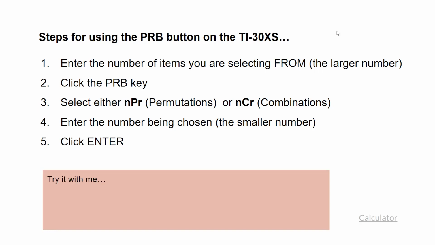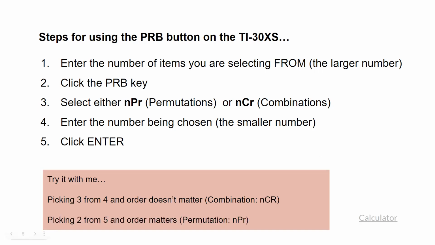So let's go through some examples together. Get your calculator. We're first going to do picking 3 out of 4 when order doesn't matter, and then 2 from 5 when order matters. I'm going to pause my share here for a moment and switch over to my calculator.